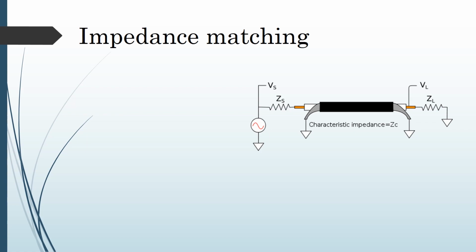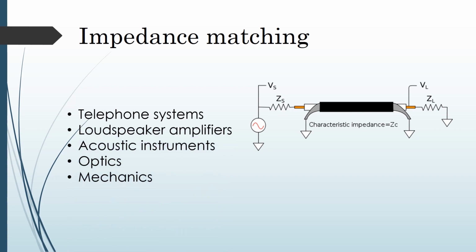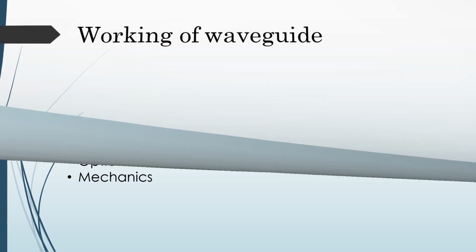An important concept that we should know is impedance matching. When we talk about EM waveguide, the impedance indicates the ratio of voltage to current of the waveguide during the propagation of wave. Impedance matching is important when the components of electric circuit are connected, since this impedance ratio determines what portion of wave travels forward and what portion is reflected back. Impedance matching has many uses, including telephone systems, loudspeaker amplifiers, acoustic instruments, optics, mechanics, and so on.